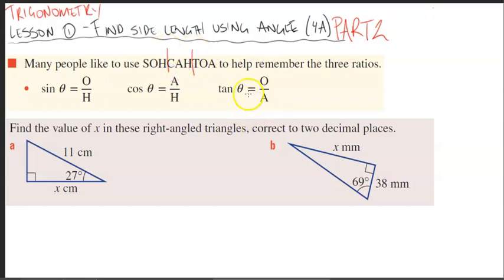SOH CAH TOA. In part 1, we looked at this: if the opposite and the hypotenuse sides of a triangle are our sides of interest, then we use the trigonometric function sine. So sine of that angle is equal to the opposite divided by the hypotenuse. If the adjacent and the hypotenuse are our sides of interest, then we use the cos of the angle, which is adjacent over hypotenuse. And if the opposite and the adjacent are our sides of interest, then we use the tan of the angle, which is equal to the opposite over the adjacent.